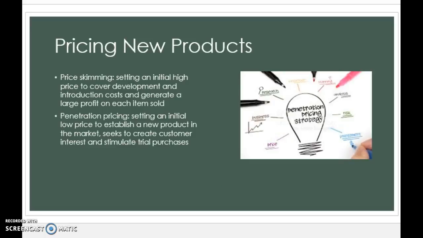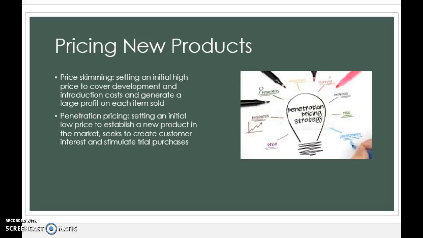There are two strategies that will be covered for pricing new products. Price skimming is setting an initial high price to cover development and introduction costs and generate a large profit on each item sold. Marketers must convince customers that a new product is truly different from existing products.